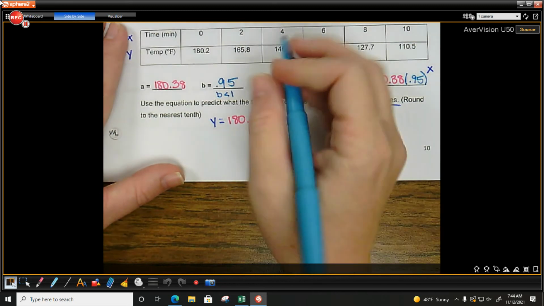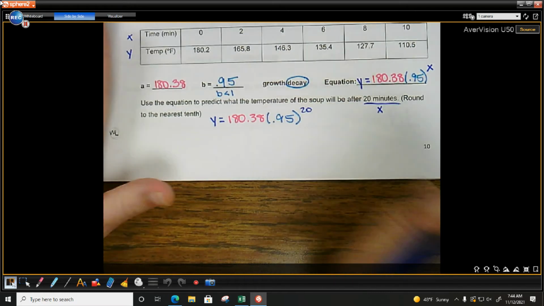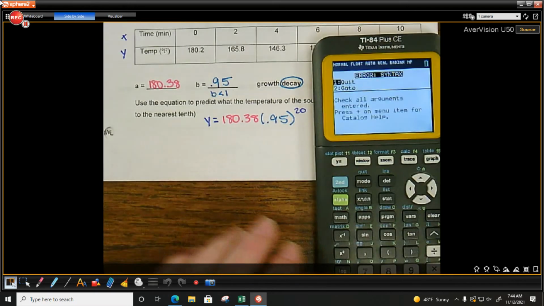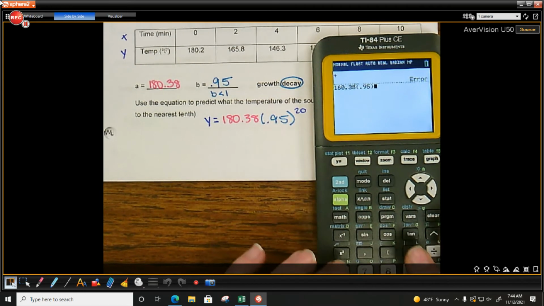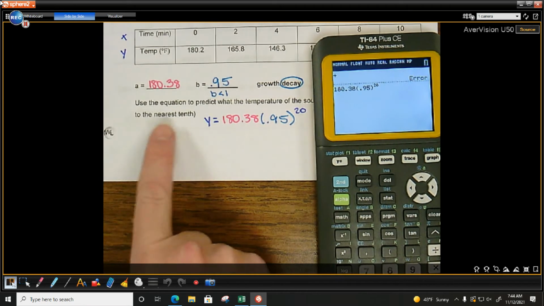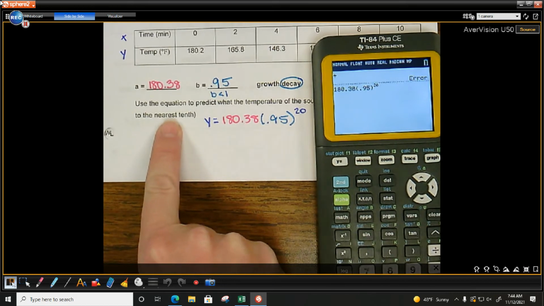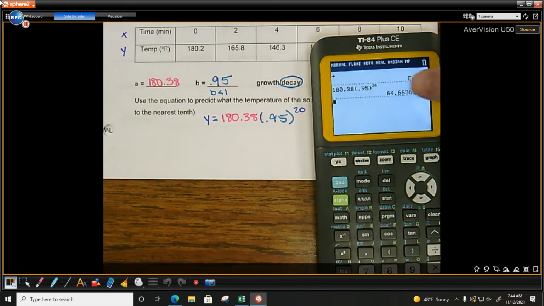So, it's going to be Y equals 180.38 times 0.95 raised to the 20th power. I can put this in my calculator. Now this time it says round your temperature to the nearest tenth, which is how many numbers after the decimal? 1. Okay, so look, it's 64.66. So does the 6 round the 6 up or keep it a 6? 6 rounds things up, so it should be 64.7.